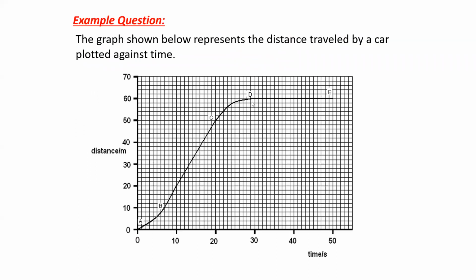You think it is 29 at D? Let me check. Yeah, point D is at 29. That's right. So it will be 60 divided by 29, Abdullah. So 60 divided by 29 will come out as 2.06. That's right. So we'll take 2.06 meter per second.